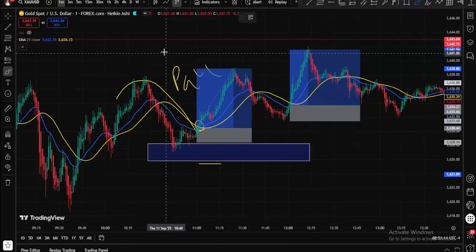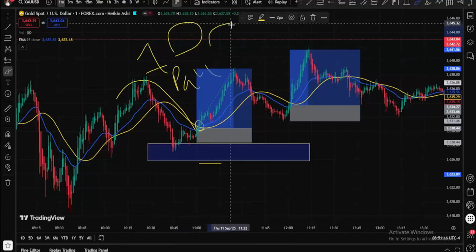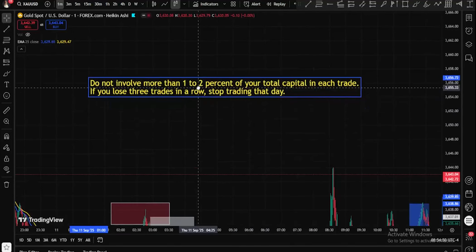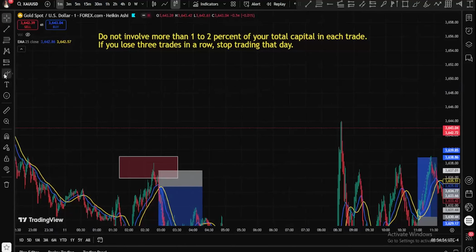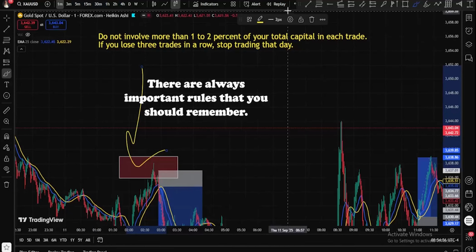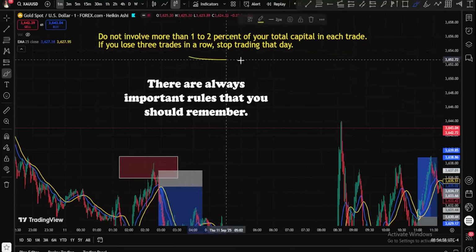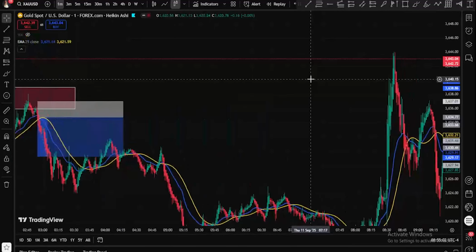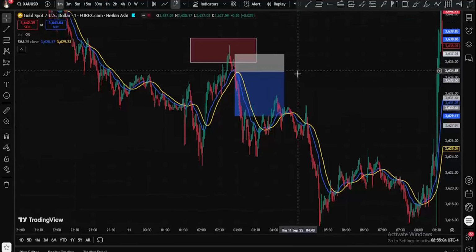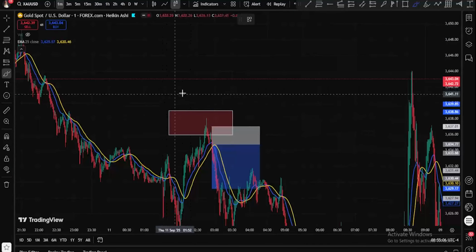Step 5. Money management. No strategy works without money management. Do not involve more than 1-2% of your total capital in each trade. If you lose 3 trades in a row, stop trading that day. Always review the rules before entering and make sure that all conditions are met.